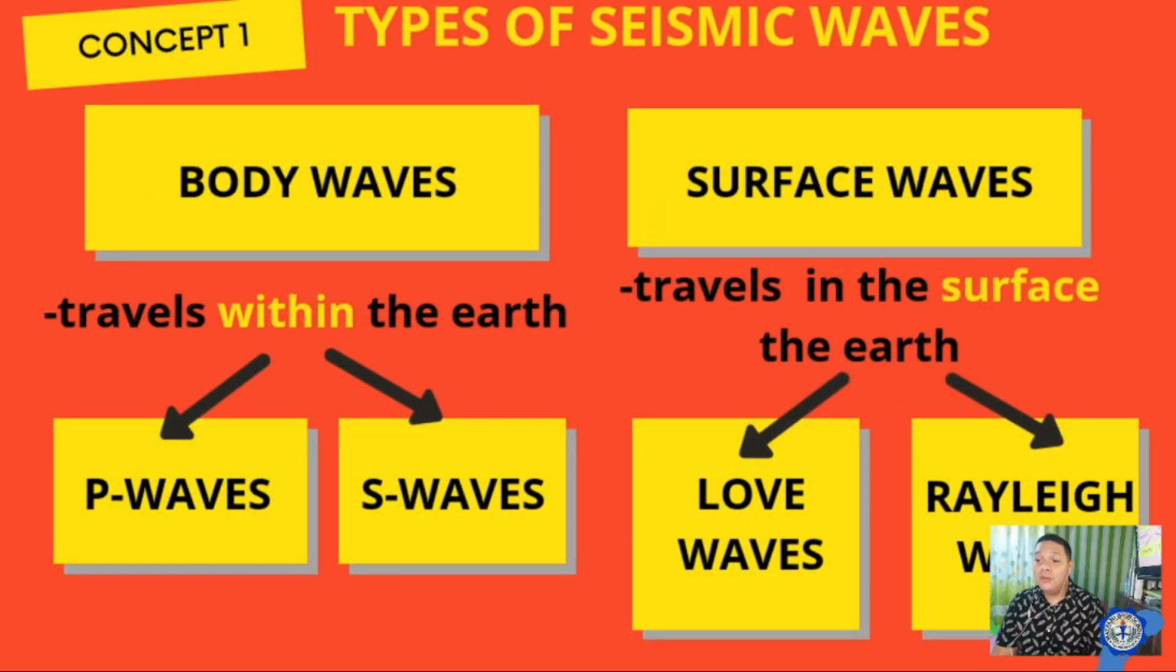So let us now have a review or recall for our concept number 1. We have two major types of seismic waves. The first one is body waves. These waves travel within the earth, whereas surface waves travel on the surface of the earth. Our body waves have two types: P waves and S waves, whereas surface waves can be classified into Love waves and Rayleigh waves.